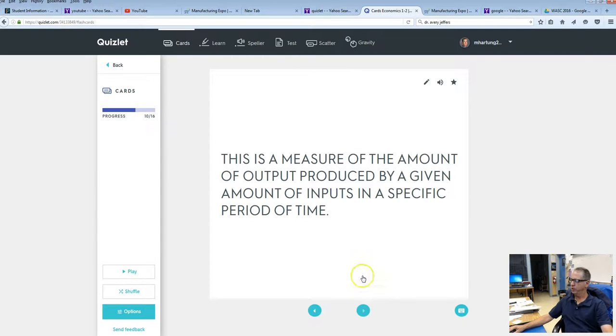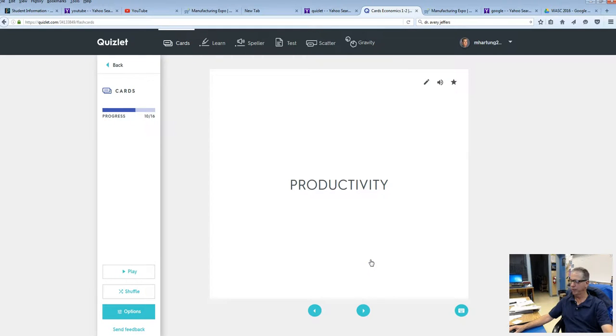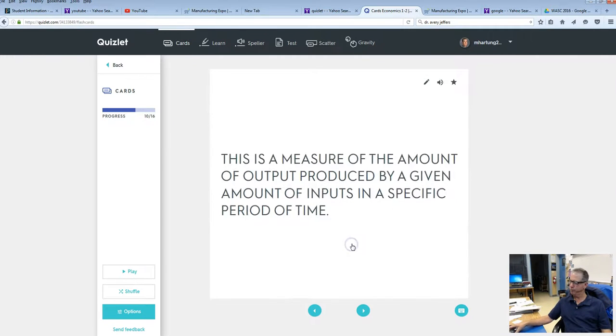Let's see. The measure of output produced by a given amount of inputs in a specific period of time. This is productivity. And so the more productive people are, means that with less input, you can get more done. So more productive. And a big driver of productivity is education and technology. Generally, the higher your level of education, the more productive or more efficient people are, and the more technology that you have to work with.